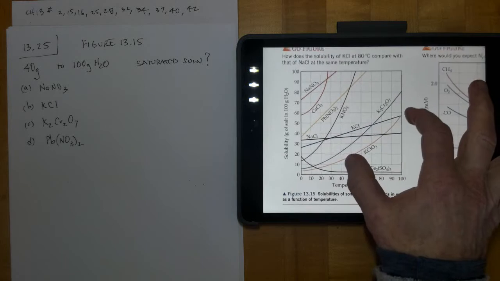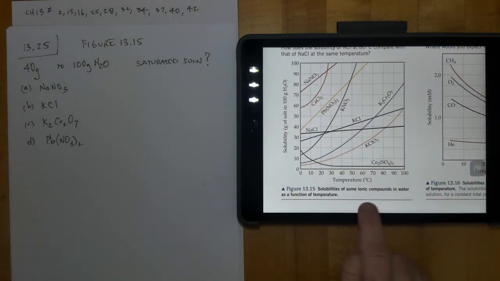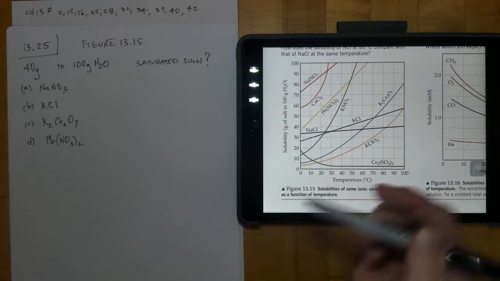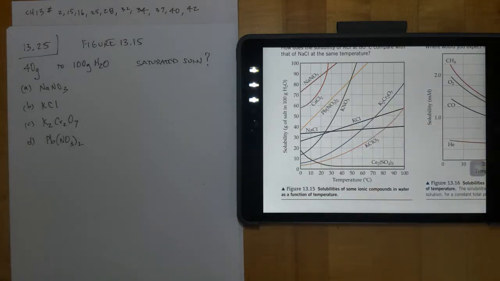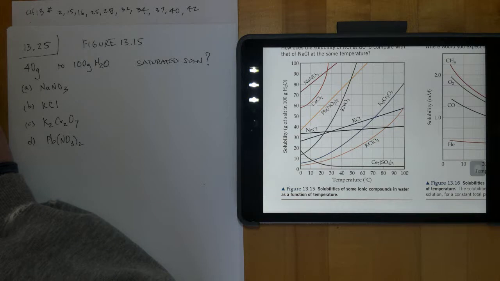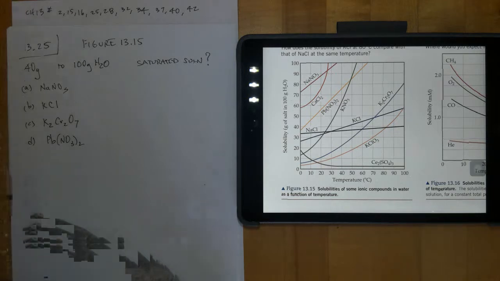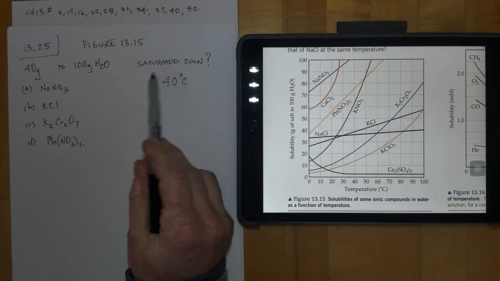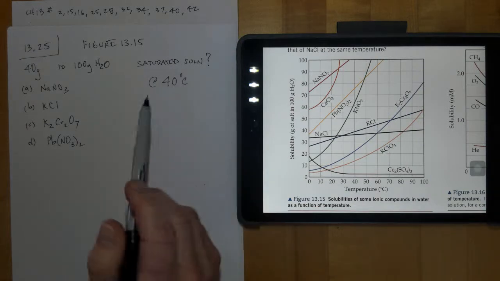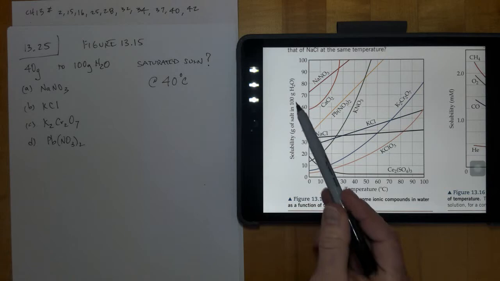this is our 13.15, and it says the solubilities of some ionic compounds in water as a function of temperature. And so we're going to add 40 grams of each of these in 100 grams of water, and you can see it says 100 grams of H2O right here. And we're at 40 degrees Celsius right here. That's what it said in the problem. 40 grams at 40 degrees Celsius and 100 grams of water.